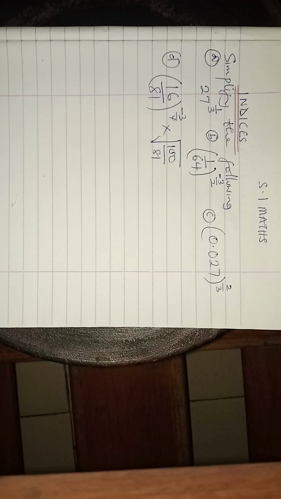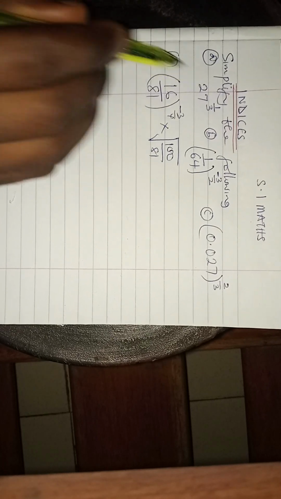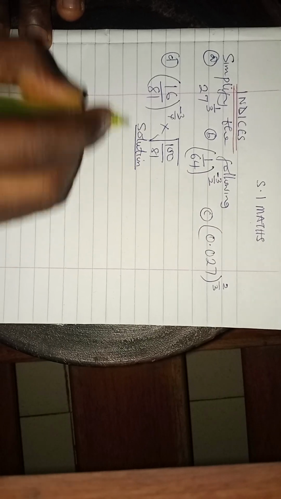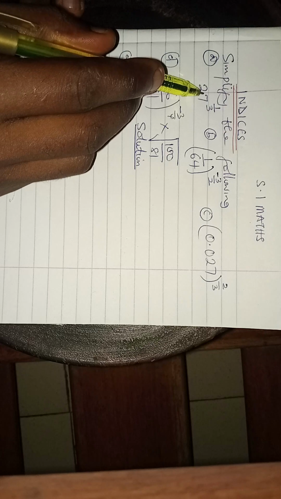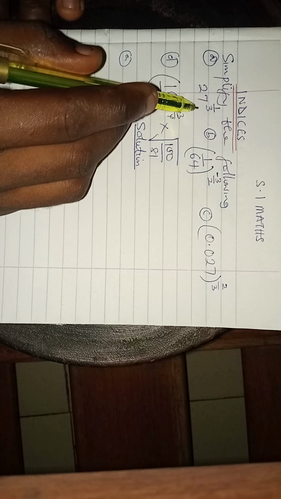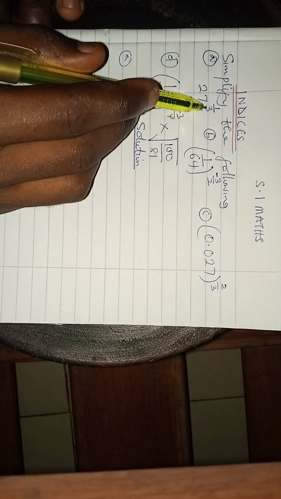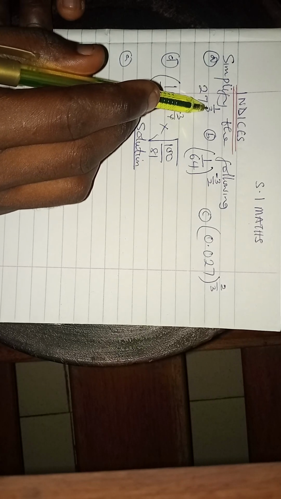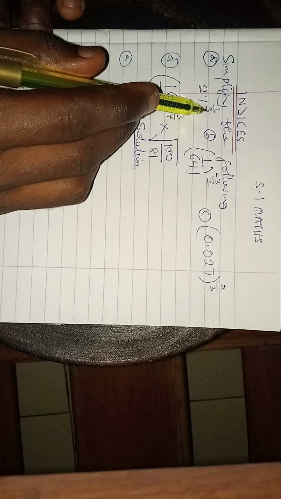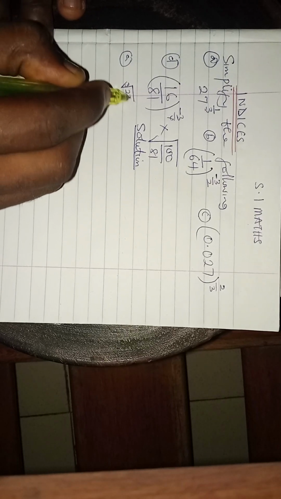So this is indices. We have to simplify the following. Now the first one, we have 27 raised to the power of 1 over 3. Anytime you have something like this, it means you have to look for the cube root. Just take the denominator of the fractional index. The denominator is 3. So it means you have to look for the cube root of 27.